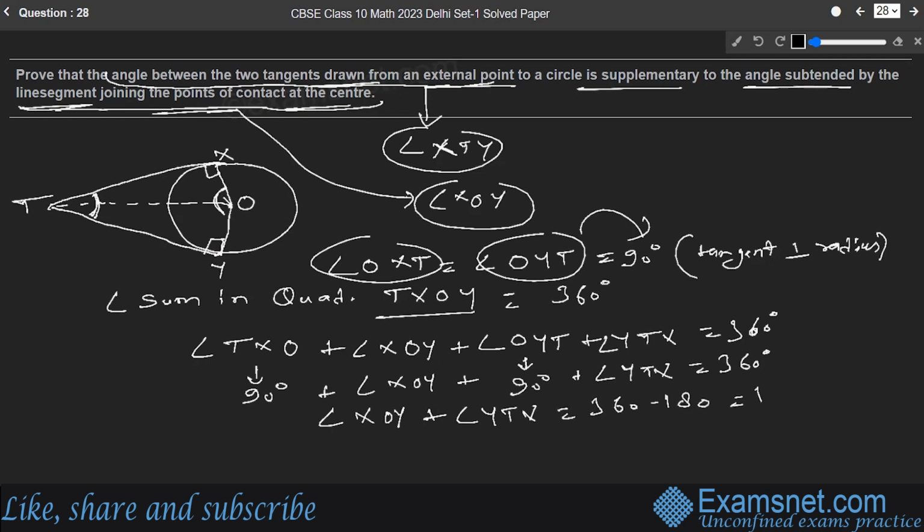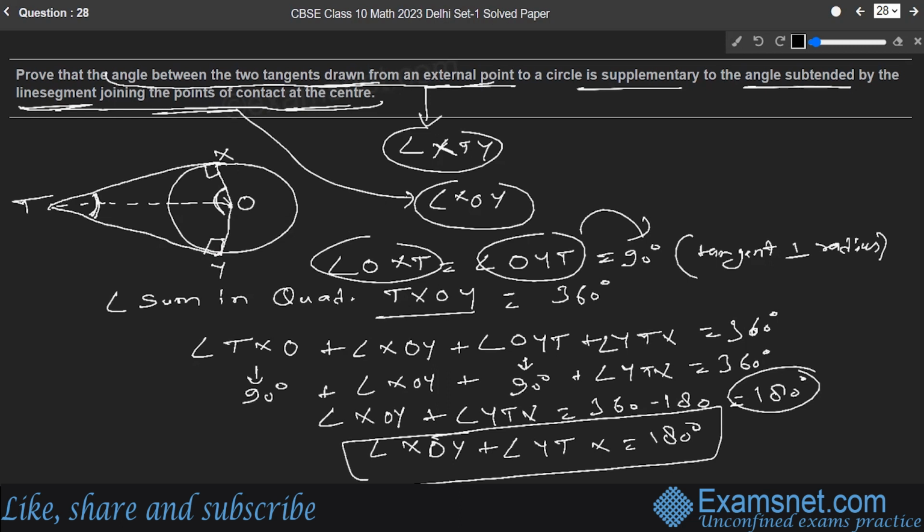That is nothing but 180 degree. So what we can say is that angle XOY plus angle YTX is nothing but 180 degree. This is the result that we get. Now, angle XOY is the angle that they talked about in the second part of the question: the angle subtended by the line segment joining the points of contact at the center. So this is the angle XOY they are talking about.